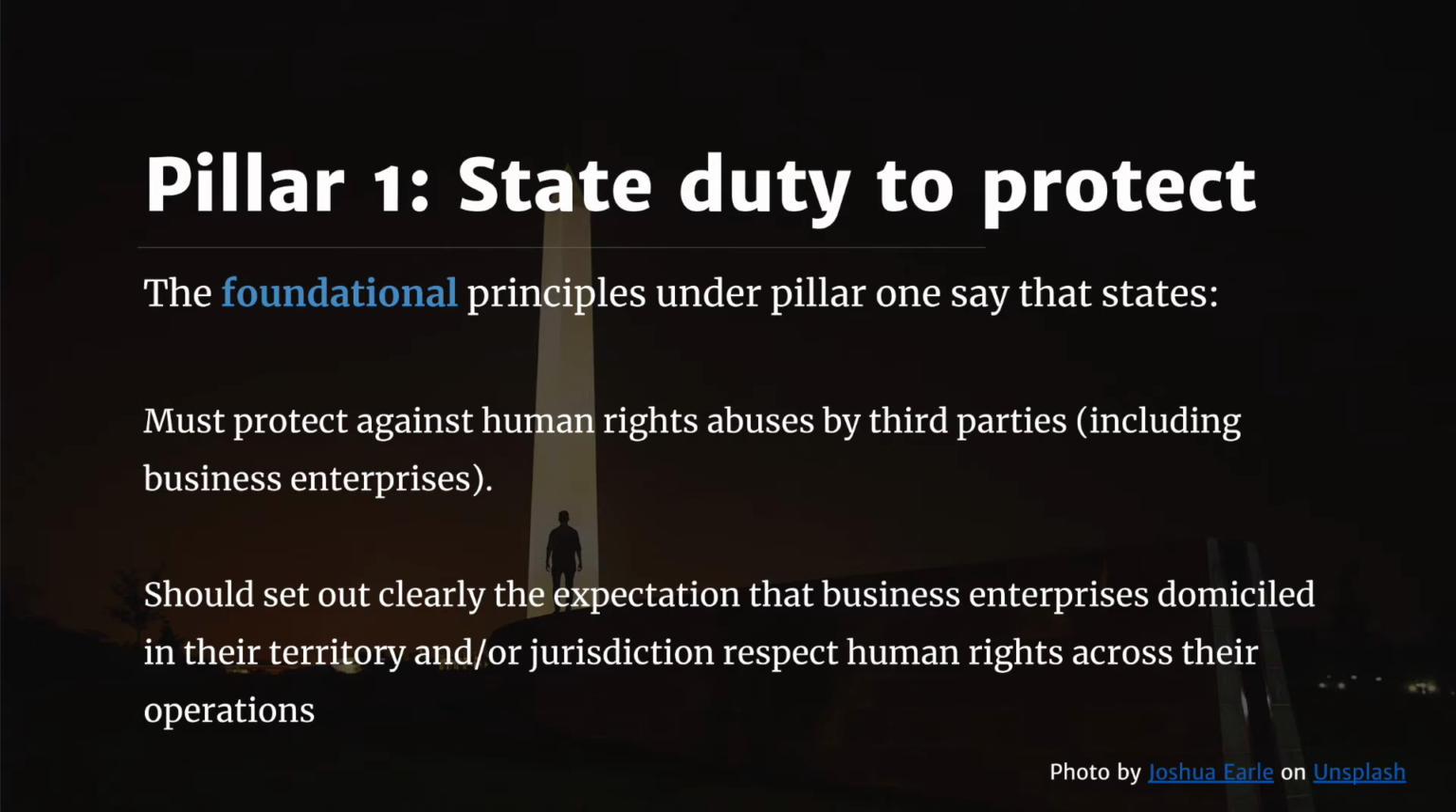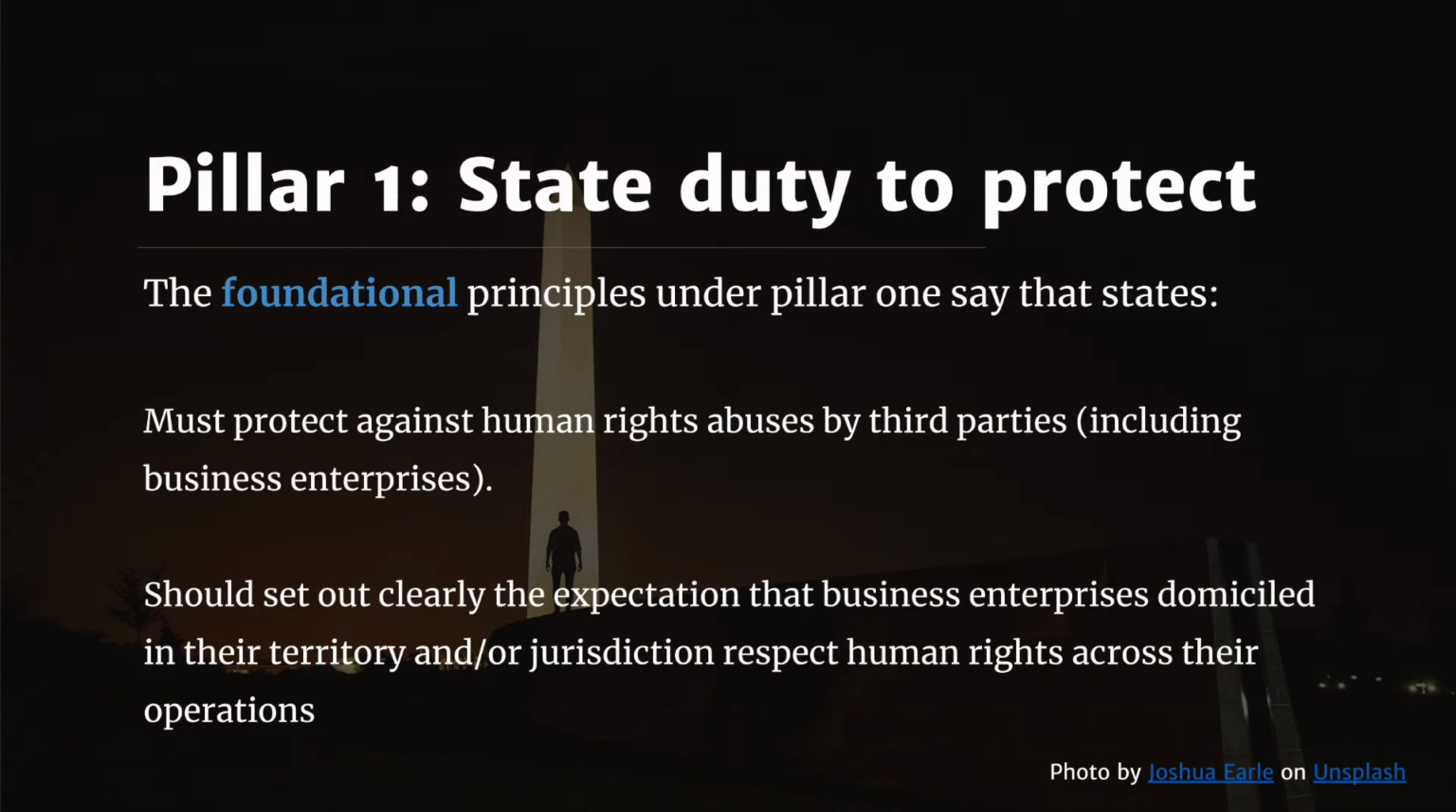Let's look first at Pillar 1, the state duty to protect against human rights abuses by third parties. The foundational principles under Pillar 1 say that states must protect against human rights abuses by third parties, including business enterprises within their jurisdiction, by taking appropriate steps to prevent, investigate, punish and redress such abuses through effective legislation, policies, regulation and adjudication. This is Guiding Principle number 1.